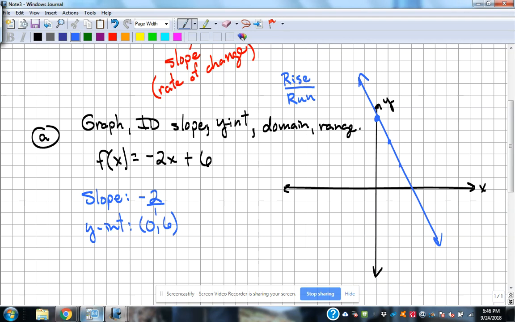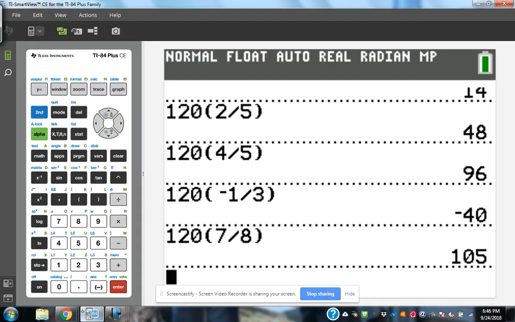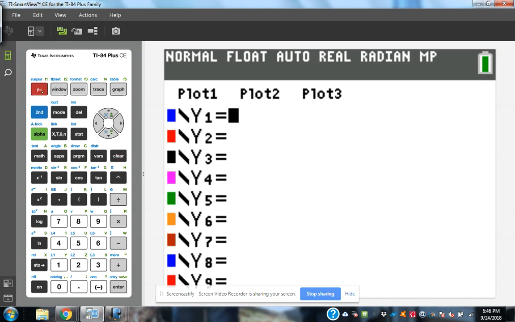Okay? With the calculator, I hit y equals, and then I type in the equation, negative 2x plus 6. The x is up here beside the green alpha button. Right there, it's highlighted now. So there's where you get x. Hit that button right there. And then plus 6. Then I hit graph.